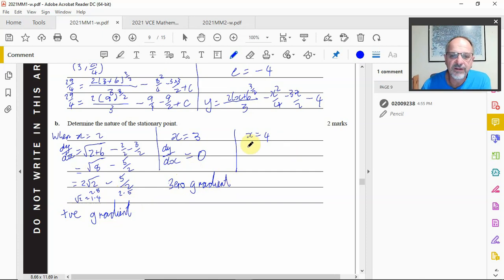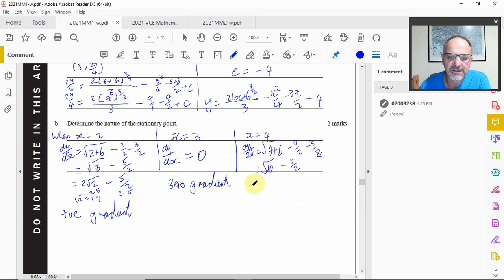And then what have we got over here? So here we've got x equals 4: the square root of 4 plus 6, minus 4 on 2, minus 3 on 2, square root 10, minus 7 over 2. Now, square root of 10, what's that?